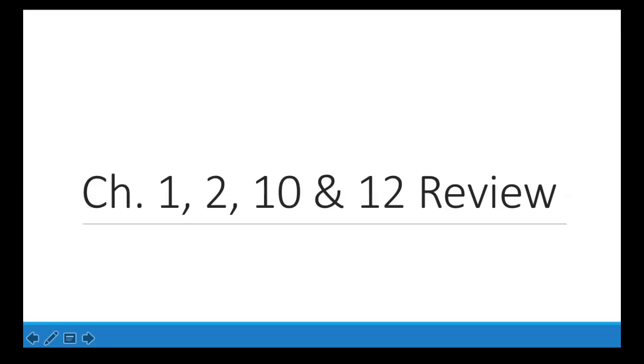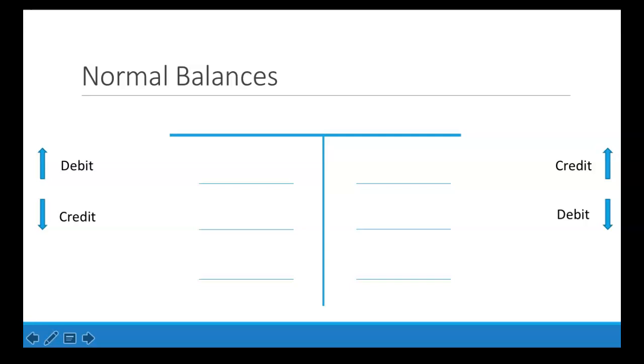So let's review chapters 1, 2, 10, and 12. Starting off with some basic stuff from chapters 1 and 2, we're going to be dealing with normal balances, right? Normal balances are how an account increases. We have some accounts that increase with a debit, some accounts that increase with a credit.